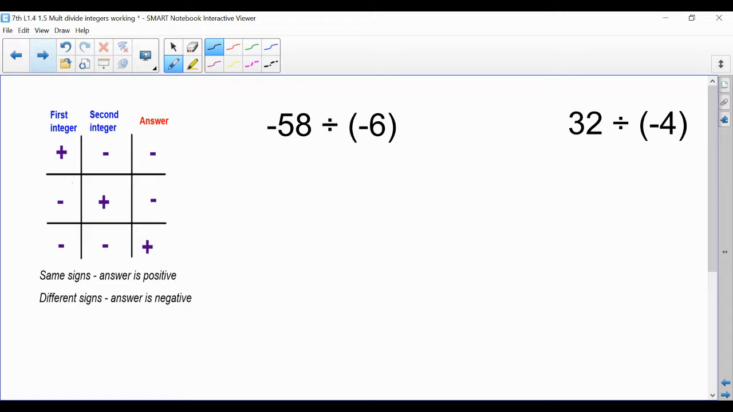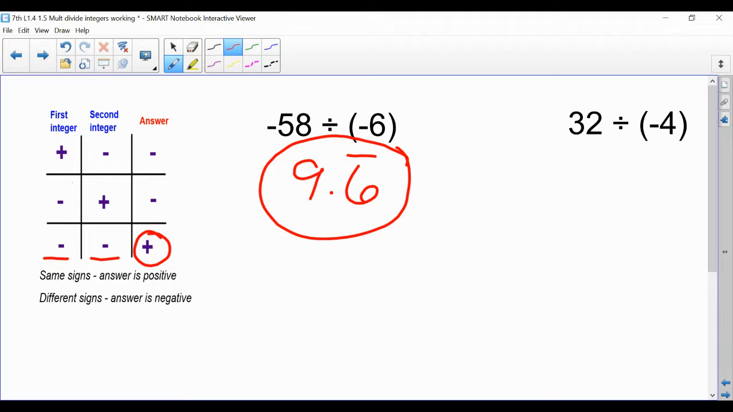So in this problem, we have negative 58 divided by negative 6. And we look at our board and we have a negative divided by a negative. Our answer is going to be positive. And 6 doesn't go into 58 evenly, but when I do it on my calculator, I get 9.6 and a bunch of sixes afterwards. So I put that little line over it because it's a repeating decimal, if we remember that. And then I said my answer is going to be positive, so I can circle it.